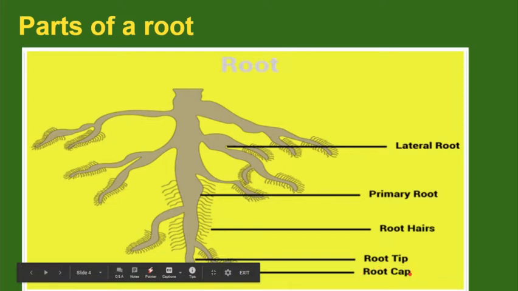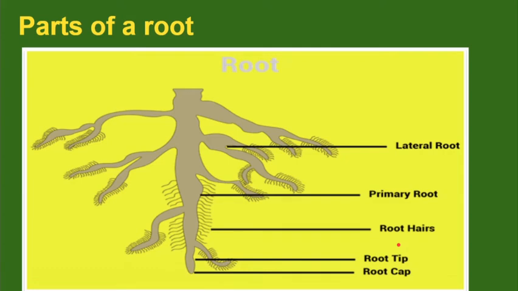What is the function of the root cap? Root cap protects the root tip, because the root tip penetrates through the soil and absorbs water and minerals from the soil. So it needs protection. That's why the root cap is present.